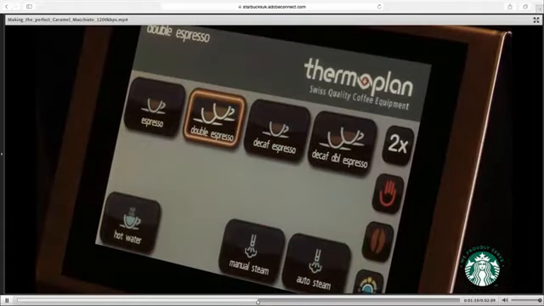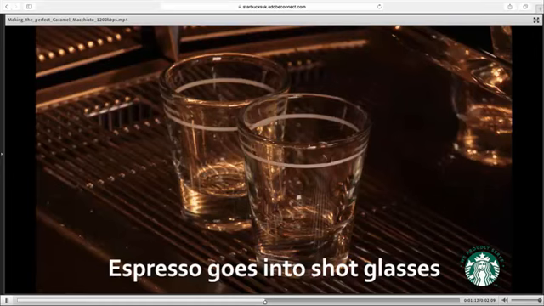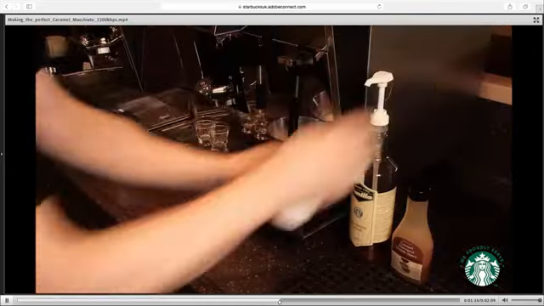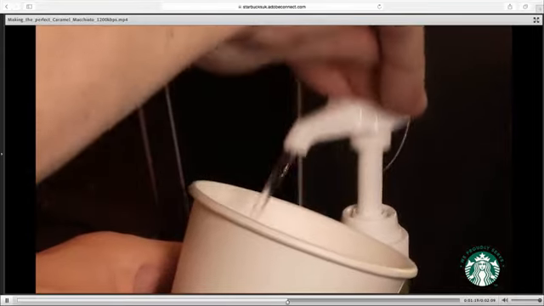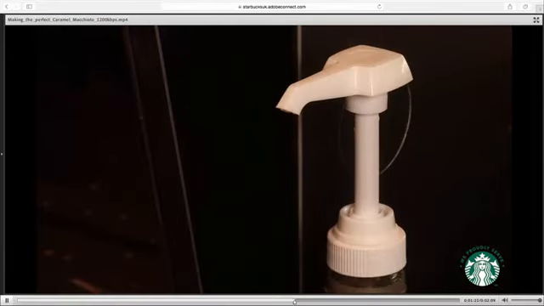Next, we cue the shots. For a caramel macchiato, the shots are poured into shot glasses. Then we add vanilla syrup, just 2 pumps for a tall caramel macchiato, which is 1 less pump than for other espresso drinks with syrup.